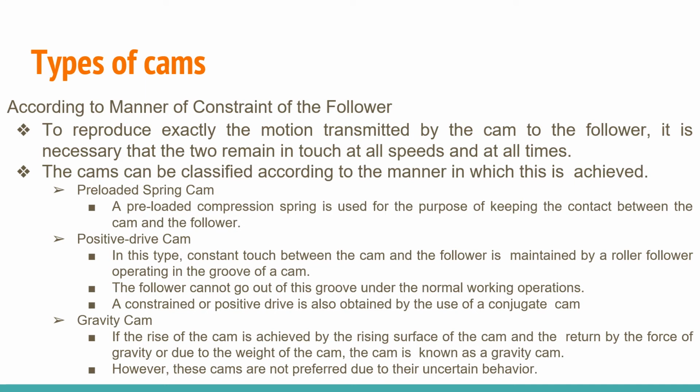The positive drive cam: in this there should be a constant touch between the cam and the follower, and it is maintained by a roller follower which is placed in a groove of the cam. The follower cannot go out of its groove under normal working operations, but at higher rotating speeds it may go out. A constraint or positive drive is also obtained by use of the conjugate cam.